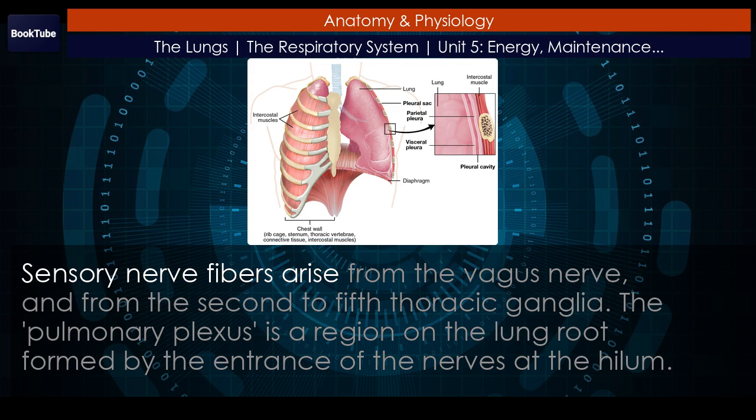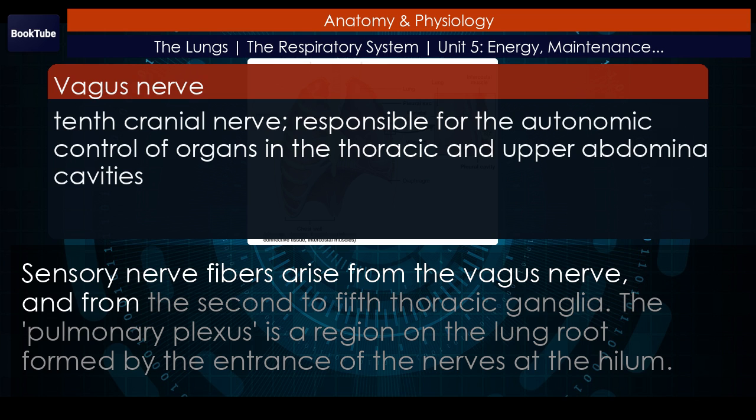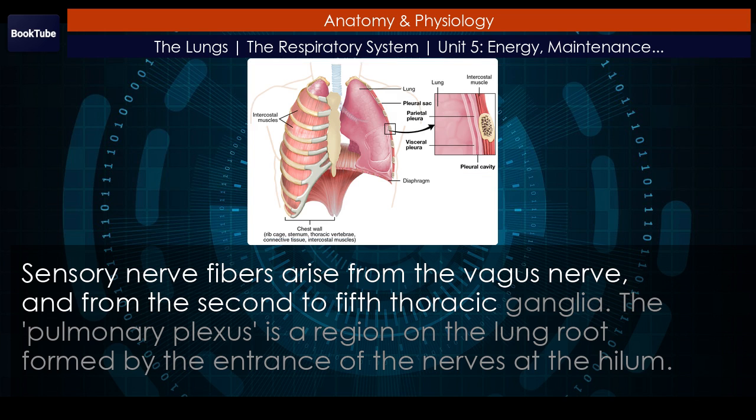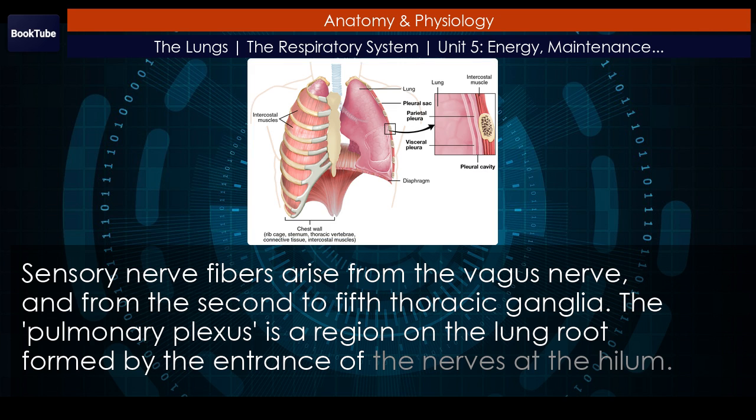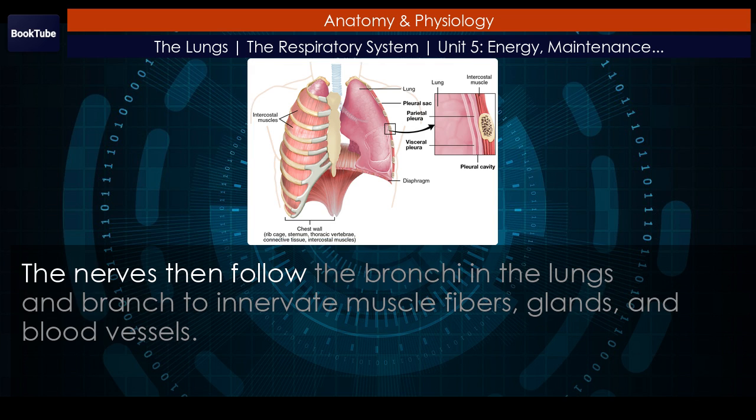Sensory nerve fibers arise from the vagus nerve, and from the 2nd to 5th thoracic ganglia. The pulmonary plexus is a region on the lung root formed by the entrance of the nerves at the hilum. The nerves then follow the bronchi in the lungs and branch to innervate muscle fibers, glands, and blood vessels.